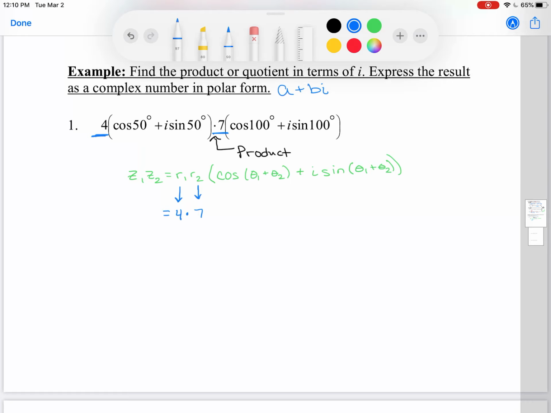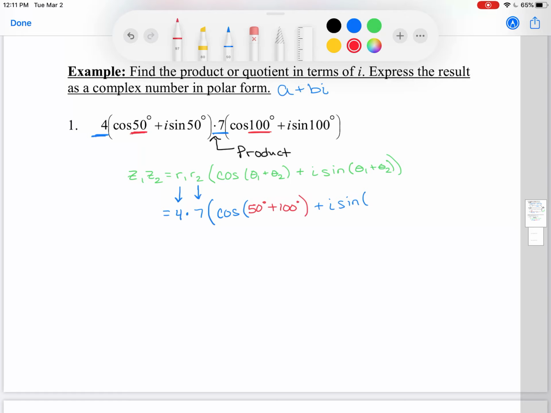Multiplied by my r2, which is 7, in front of those parentheses. So I'm going to make sure those two numbers get multiplied. And then on the inside of my parentheses, I'm going to keep the cosines. But when I get to the angle portions, I'm taking cosine of 50 degrees, adding it with 100 degrees. So I have 50 degrees plus 100 degrees.